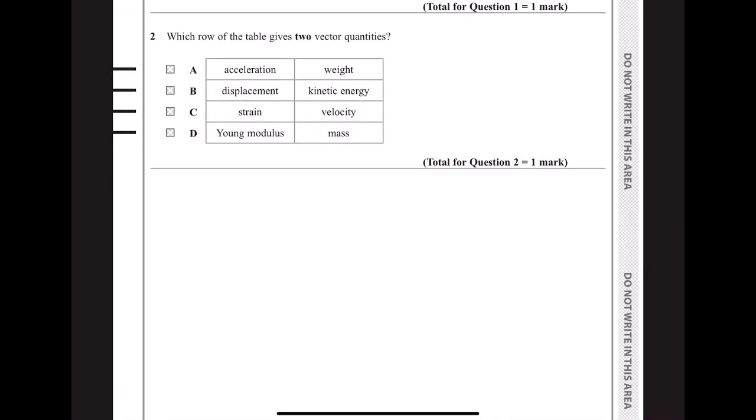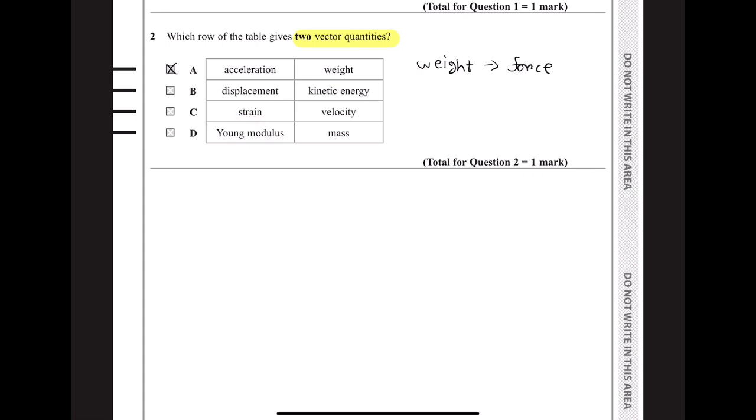In question 2, we have to select two vector quantities. If you see option A, it is acceleration and weight. Acceleration is a vector quantity and weight is a force, and any sort of force is a vector quantity. So the answer is A. But in option B, displacement is a vector quantity, but kinetic energy is a scalar quantity. And we have to remember, any sort of energy is a scalar quantity.